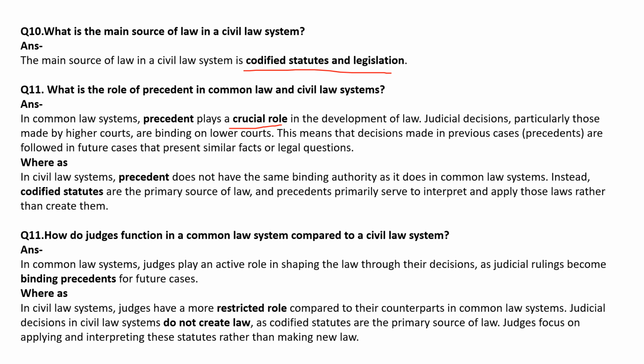In common law system, judges play an active role in shaping the law through their decisions, as judicial rulings become binding precedents for future cases. Whereas in civil law system, judges have a more restricted role compared to their counterparts in common law system. Judicial decisions in civil law system do not create law, as codified statutes are the primary source of law. Judges focus on applying and interpreting these statutes rather than making new law.